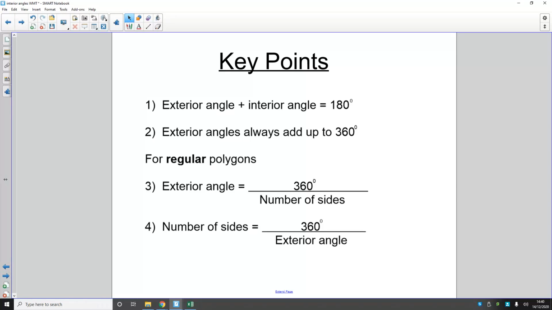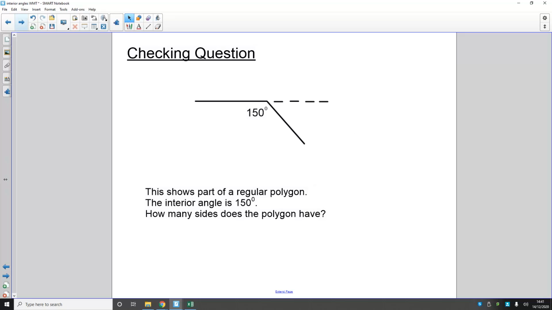Key point number four, to calculate the number of sides a shape has, we divide 360 degrees by the size of its exterior angle. Okay, finally, the checking question for today. The diagram here shows part of a regular polygon. The interior angle here is 150 degrees. Can you use that exterior angle there to help you work out how many sides this polygon has in total? Good luck with that.